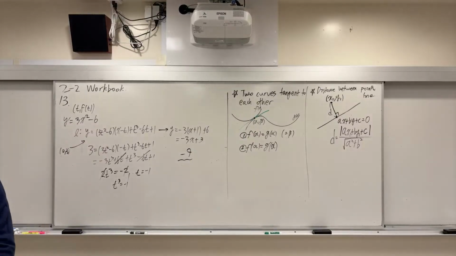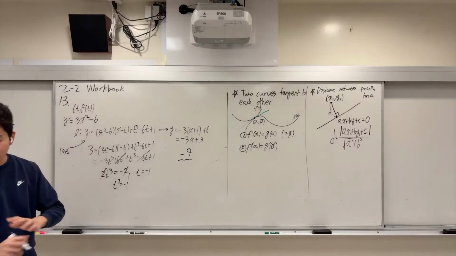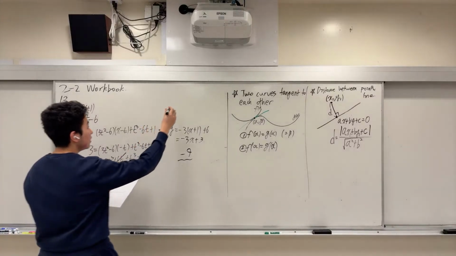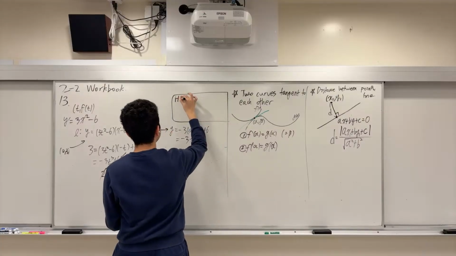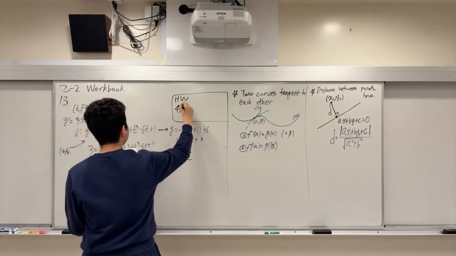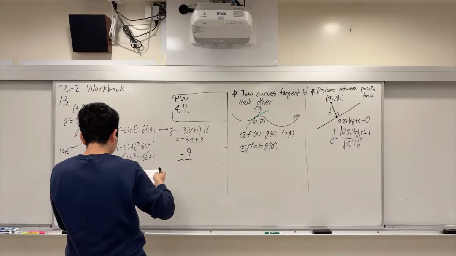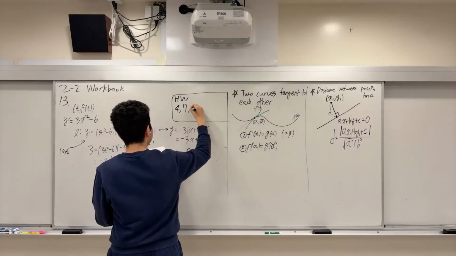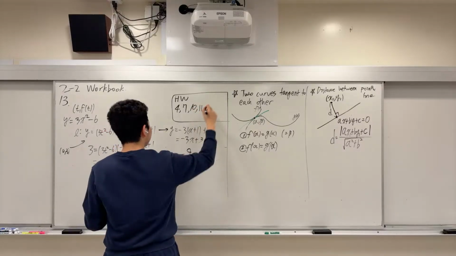All right, so your homework for the next lesson is 2-2. I'll write it over here. That's going to be number 4, number 7, number 10 and 11, number 14 and 15.